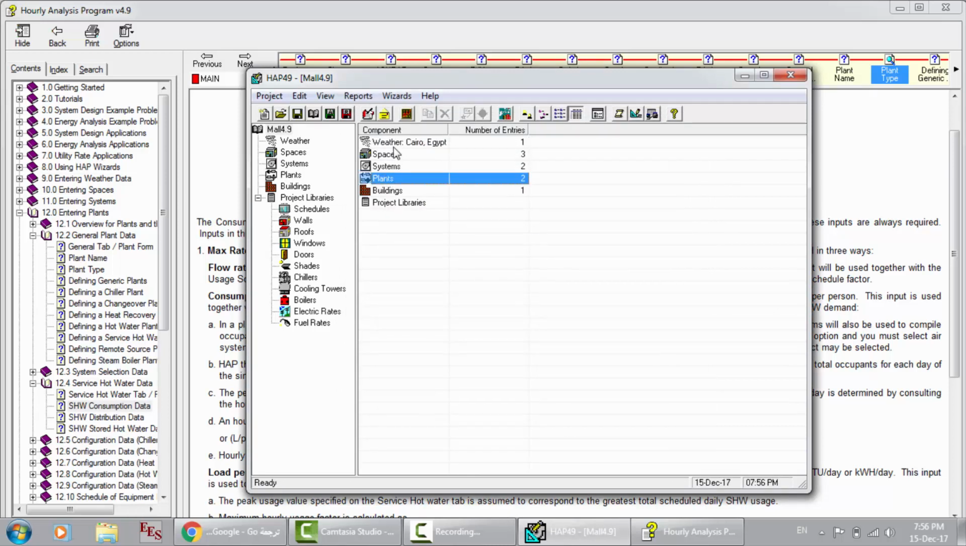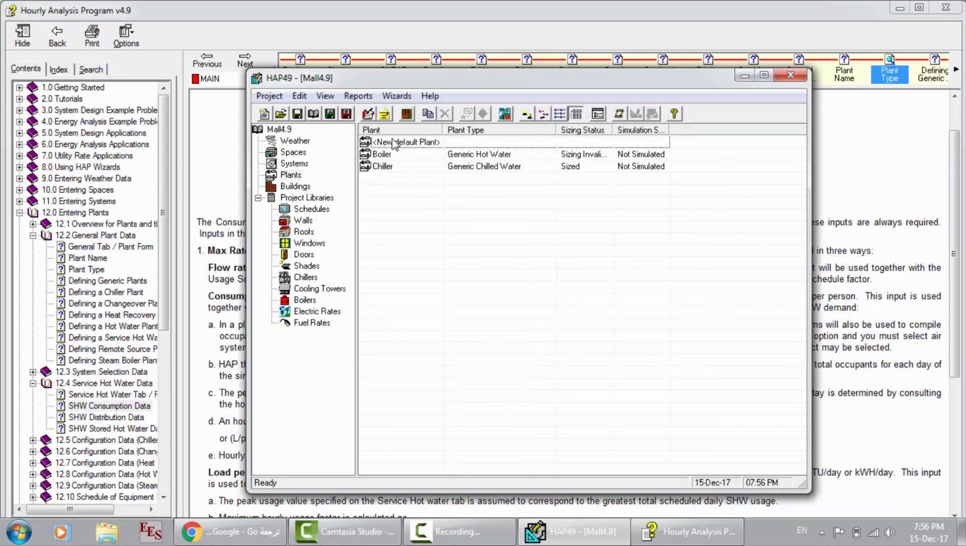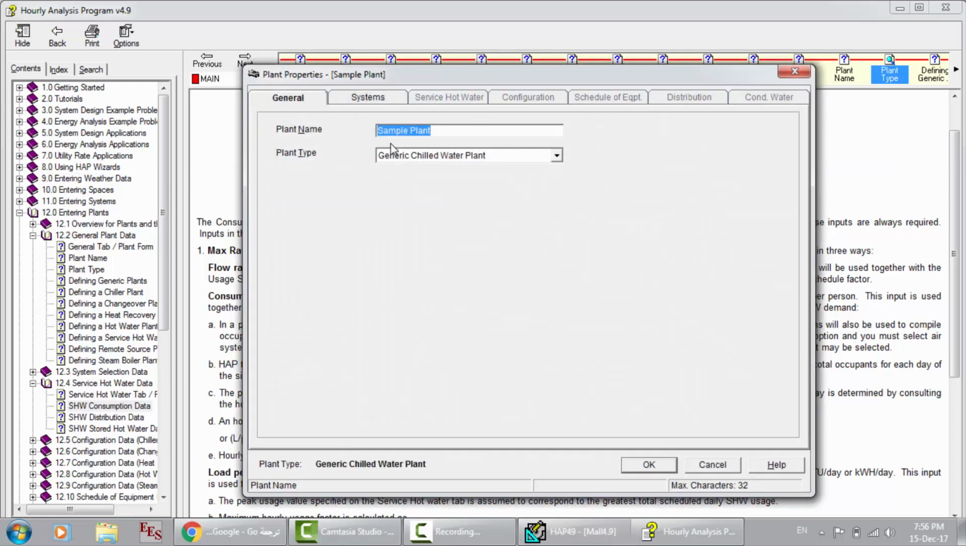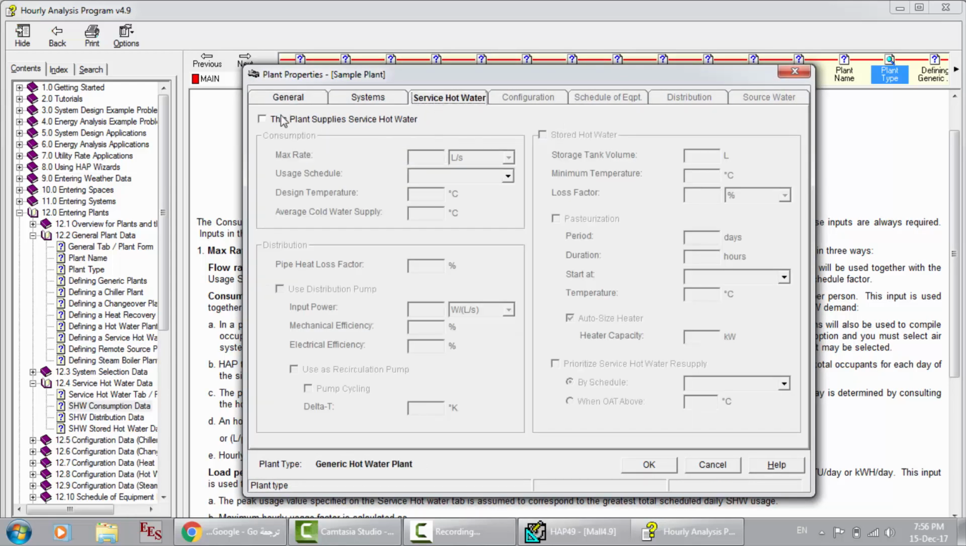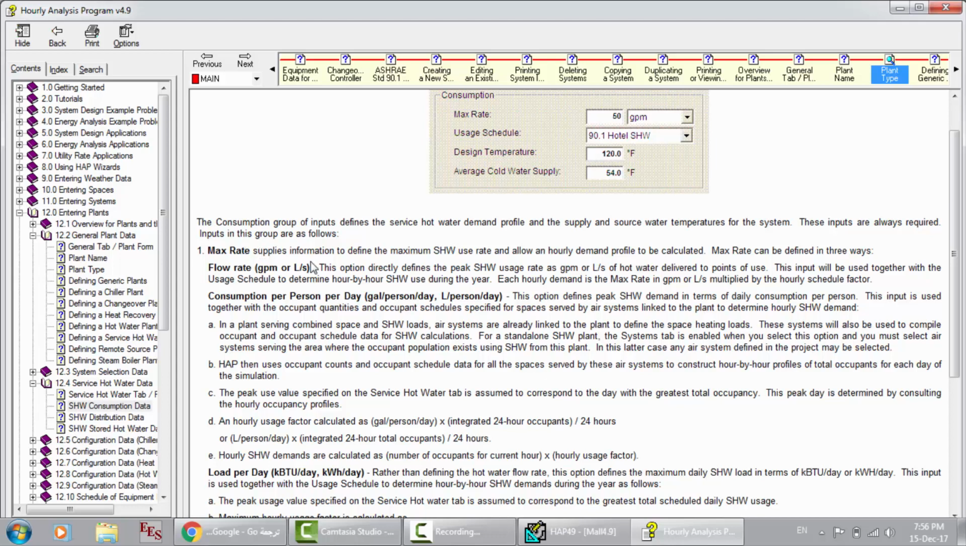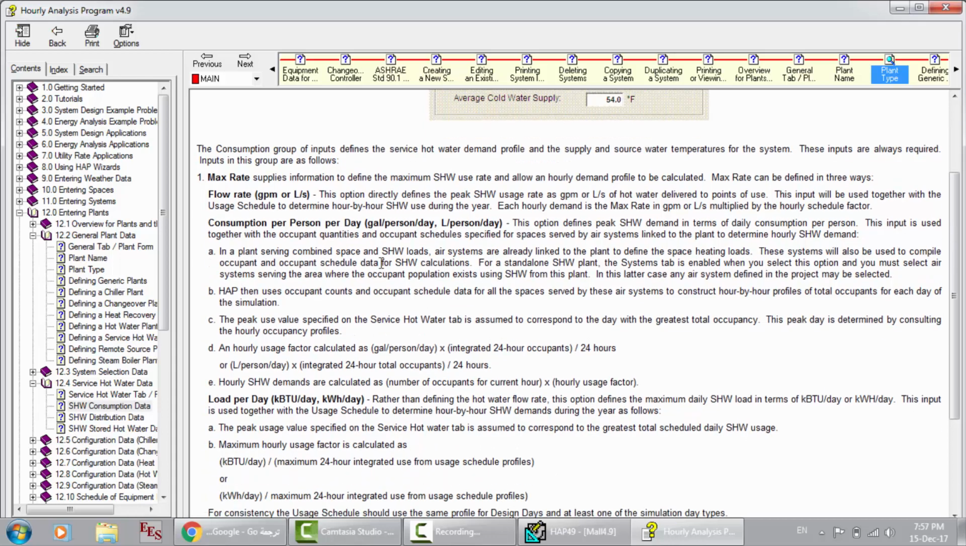New preferences metric, and go to plants. Default plant. Generic service. So here is liter per second the total, and kilowatt hour per day, or liter per second, liter per person per day. So here the maximum rate, and here the flow and the consumption. So you can check out all what you need here.